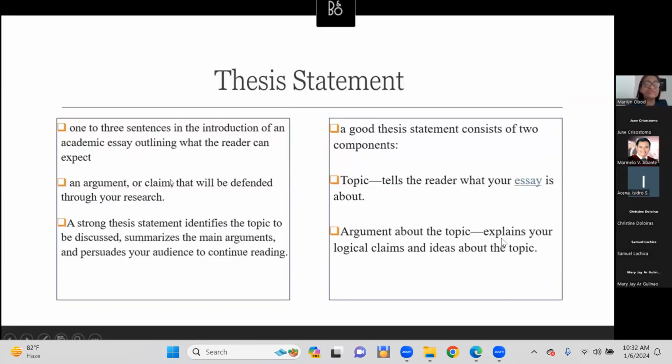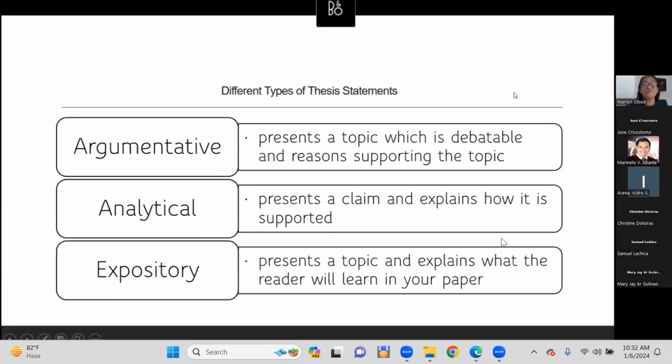Another thing, okay? So when you say thesis statement, it is one to three statements in the introduction, and then an argument or claim that will be defended through your research, but you don't need to defend it in a panel, meaning you just defend it in writing. And a strong thesis statement identifies the topic to be discussed. That's what I said earlier. And it has only two components, the topic and the argument about the topic. But that is not what you will be doing.